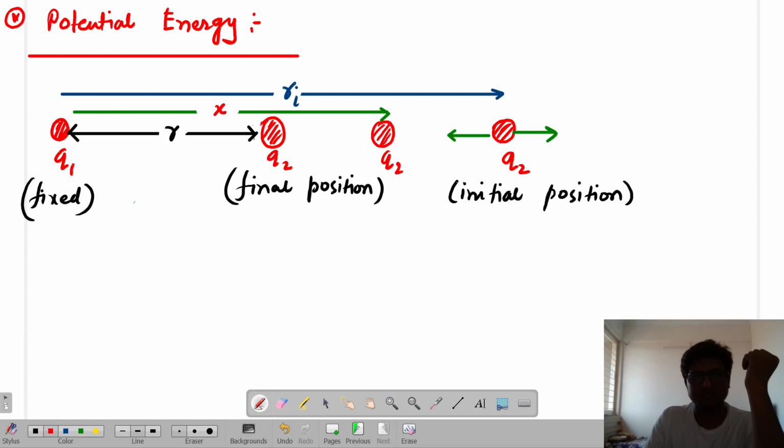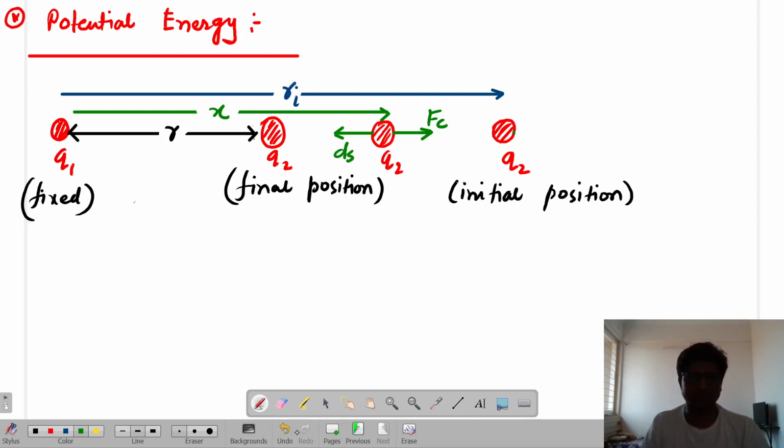Is that clear? Okay. Let me erase this. So the Coulomb force experienced by Q2 is towards this side, while the displacement is towards left side, isn't it? Are you able to get me? dx is towards left side.